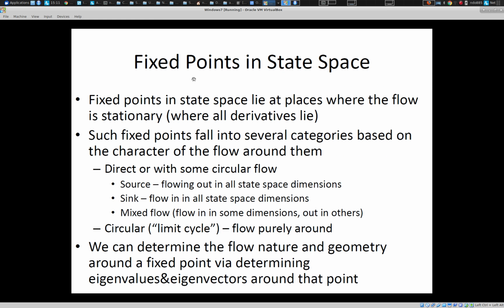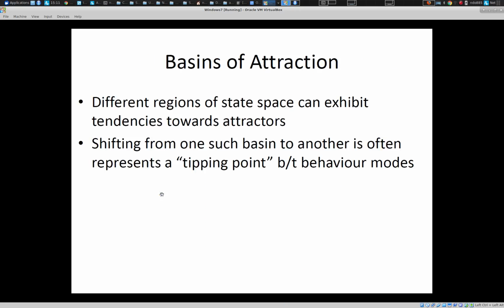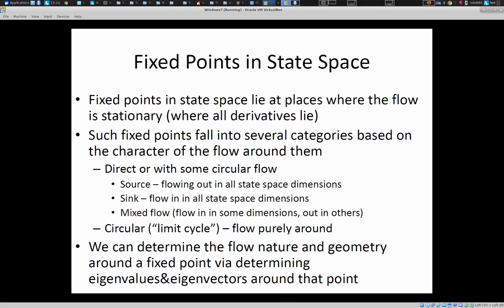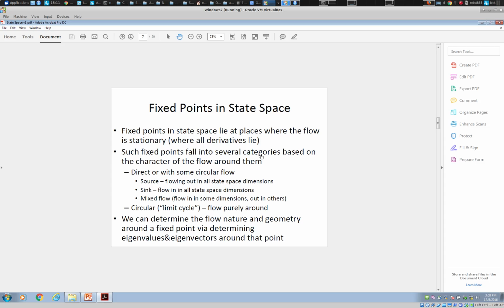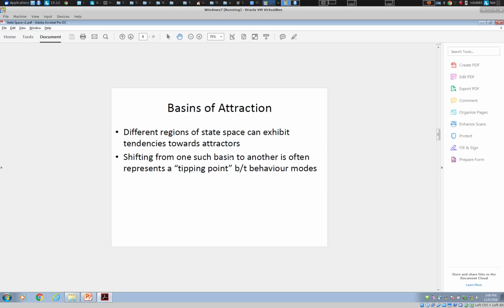Okay, I'd like to talk about fixed points. So fixed points in state space, places where it's not changing anymore, like this place here, correspond to places where the flow is stationary. All derivatives are 0. It should say are 0, and these fall into several categories based on what's going on around them. Okay, and you can see one or two of those categories depicted in this.